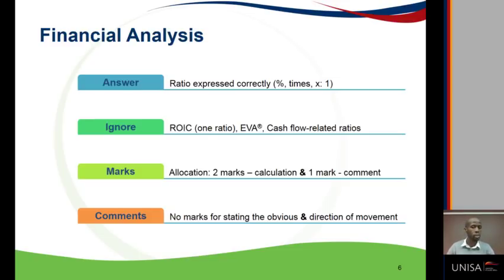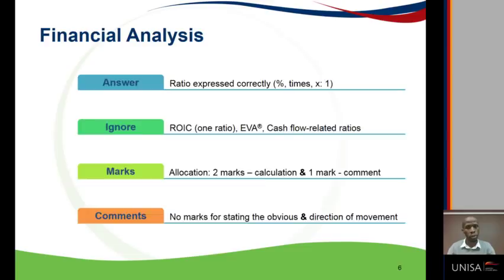Then it comes to the mark allocation. It's not really standard, but what we see more often is that you get 2 marks for the calculation and 1 mark for the comment. When it comes to the calculation, the 2 marks will probably come from the numerator, a mark, and the denominator, another mark. And then for the comment, refrain from stating the obvious. I'll show you in a second what I mean by that. And just stating the direction of the movement is not going to get you a mark.